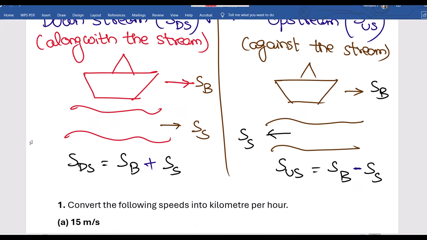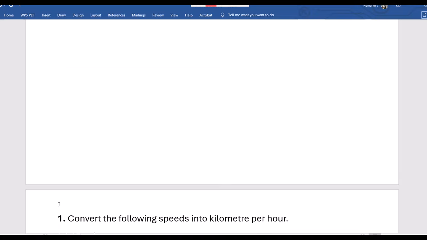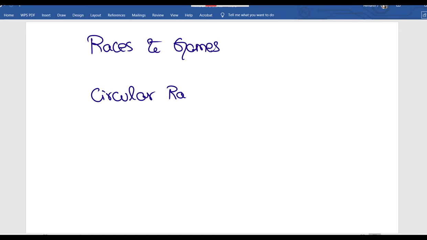There is one more area which is rarely asked in placements. We'll tap that at the end, depending on time availability: races and games, as well as circular race. In races and games, one thing, and the other one, circular race. These two we'll see at the end while discussing the concepts. This is the entire time and distance and its applications.